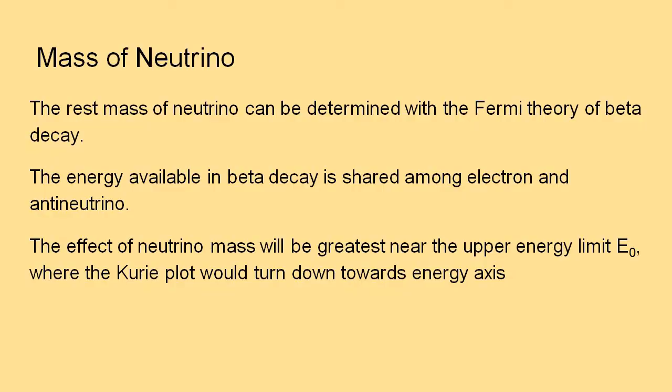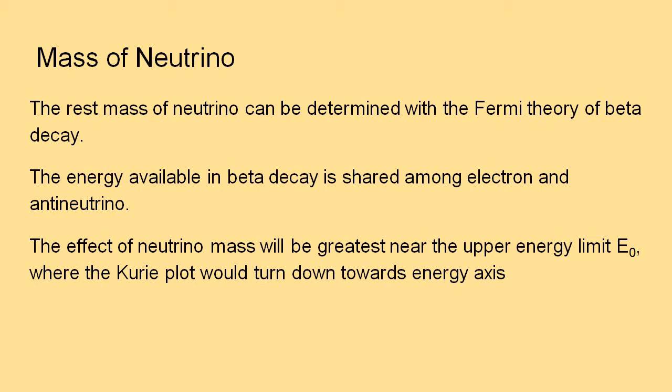And the rest mass of neutrino can be determined with the Fermi theory of beta decay. The energy available in beta decay is shared among electron and antineutrino. Or simply, in some cases we will say that it is shared among electron and neutrino. And you know that with the electron it is antineutrino, and if it is positron it is neutrino. The effect of neutrino mass will be greatest near the upper energy limit E0.